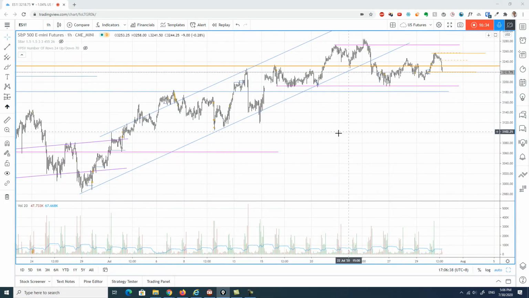Not to forget, we have 3180 just right below that, which is a previous axis line. So there are a few levels to watch, and 3180 to 3190 are very important. For the potential setup, look out for how the price interacts with the key levels. I talked about the bias, the key levels, and also the potential setup.